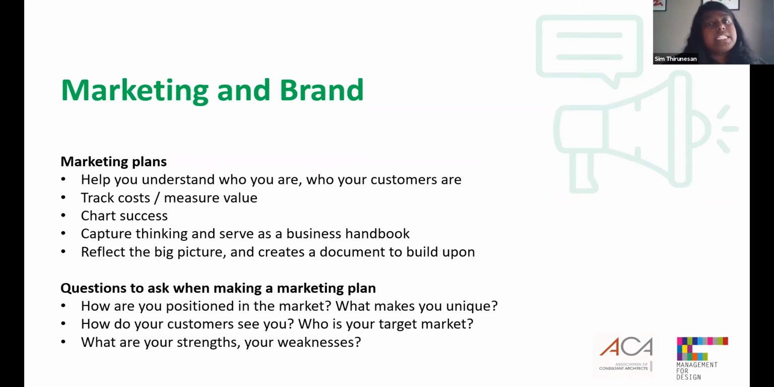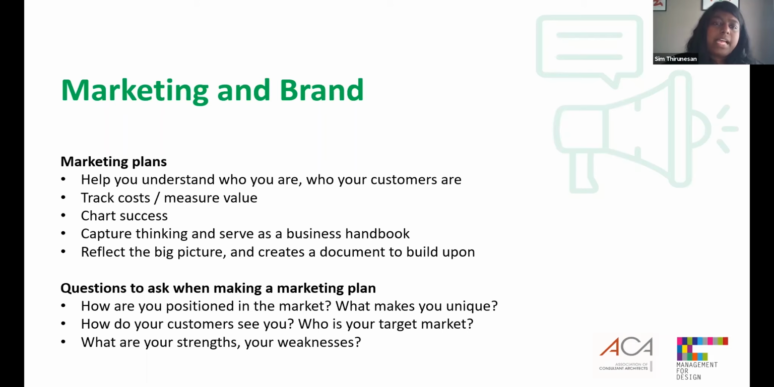The key to a successful marketing strategy is having a robust and reliable marketing plan in place, and that is adhered to. A good marketing plan will help you understand who you are and who your desired client base is. Communicate a consistent message to your ideal clients, track your costs and measure value, and in doing so, chart your success. It will also help with focusing your business and capture your thinking on paper, which becomes a document for you to build upon. And it will also reflect the big picture: where your marketing and brand awareness is and where you want it to be.